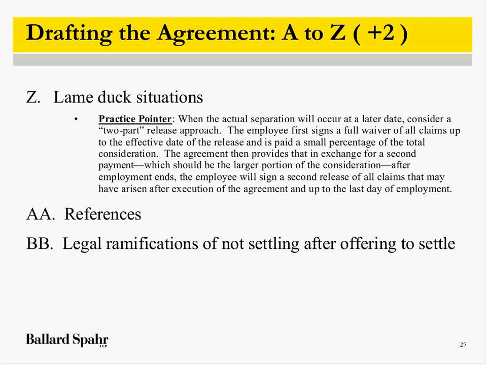What are the legal ramifications of not settling after offering to settle? Most courts hold that offers to settle or offers of a release of claims are not admissible as evidence. However, there are a few aberrational decisions out there where no claim or dispute has been asserted by the employee, and asking for a release, not getting it, and then pulling the settlement agreement off the table is viewed as a separate act of discrimination.